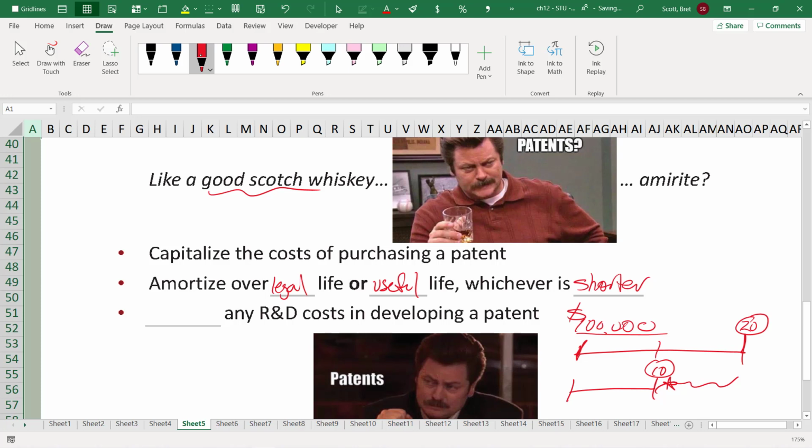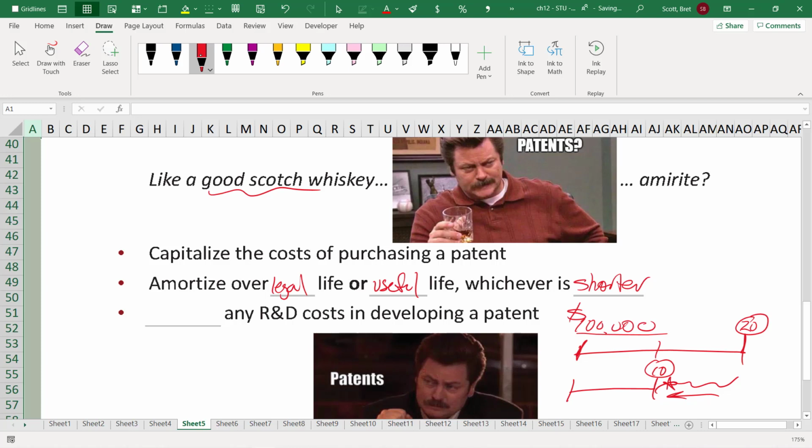is it worth even suing these people? Because maybe our patent's going to be expired in a couple years anyways. If we're going to be caught up in the legal system for 5 years, it's probably not worth it. So usually companies will tend to, for practical reasons, shorten the useful life because they know at some point it's not worth suing people who copy us.